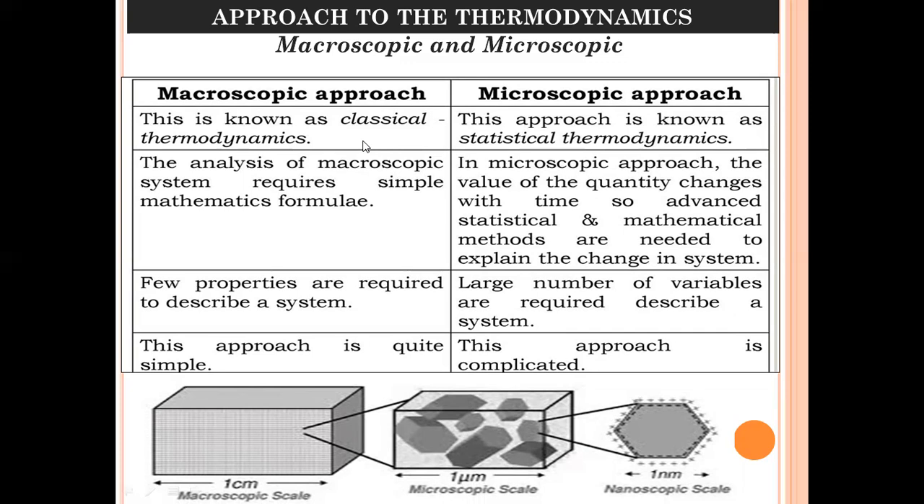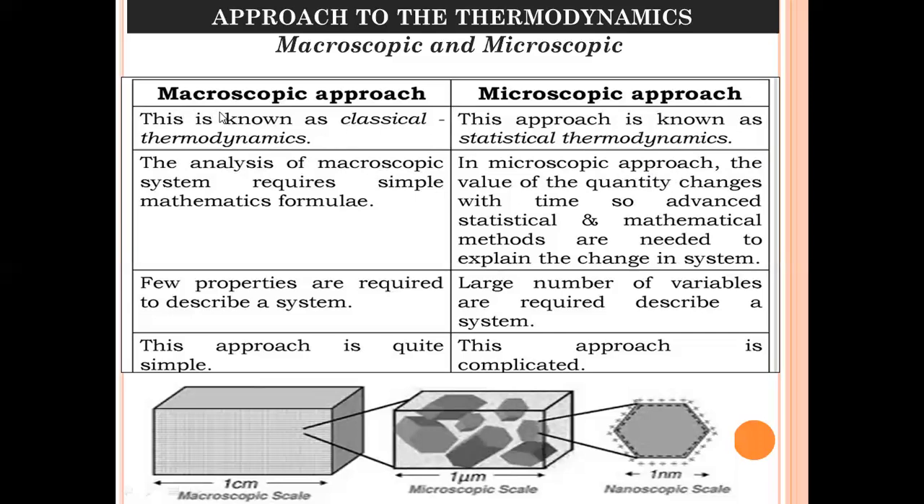In other words, we can say that the macroscopic approach to thermodynamics is concerned with the gross or overall behavior of the system. Whereas in the microscopic approach, the system is considered to be made up of a very large number of discrete particles, known as molecules. These molecules have different velocities and different energies, and the values of this energy are constantly changing with respect to time. And we can say that the microscopic approach to thermodynamics is concerned directly with the structure of matter.